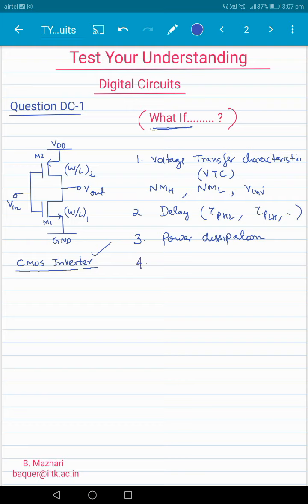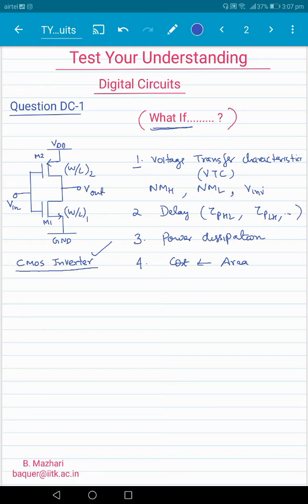And let me add a fourth one, which is always important, which is related to the cost, basically related to the physical area on chip occupied by this particular inverter. So I've listed these four characteristics that are there here: voltage transfer characteristics, delay, power dissipation, and cost.